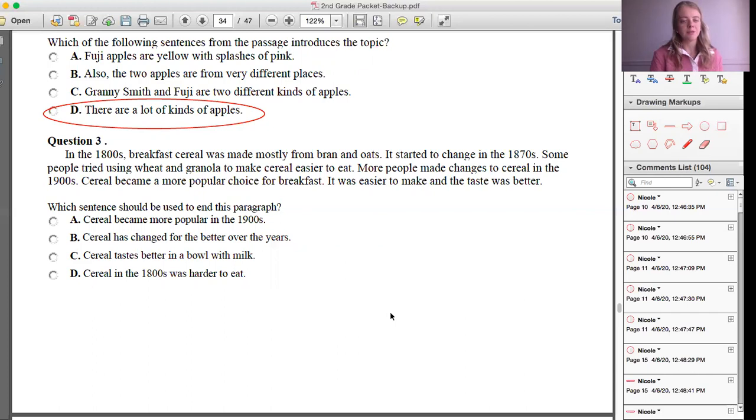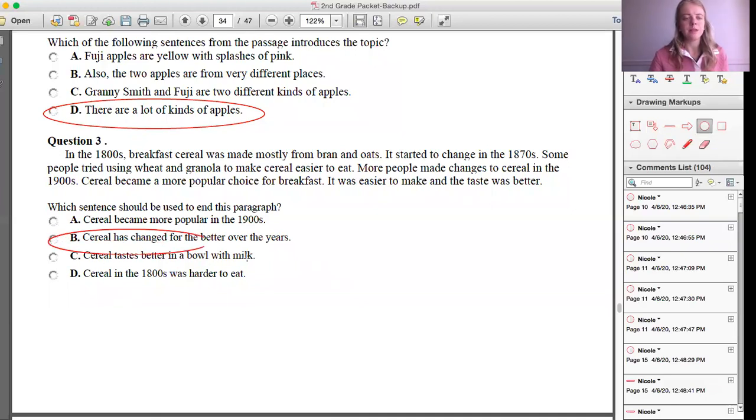Which sentence should be used at the end of the paragraph? Cereal became more popular in the 1900s. Cereal has changed for the better over the years. Cereal tastes better in a bowl of milk. Or cereal in the 1800s was harder to eat.